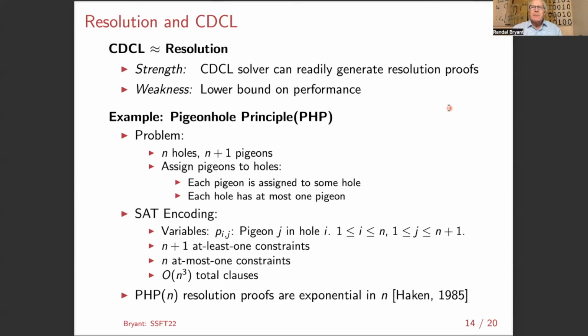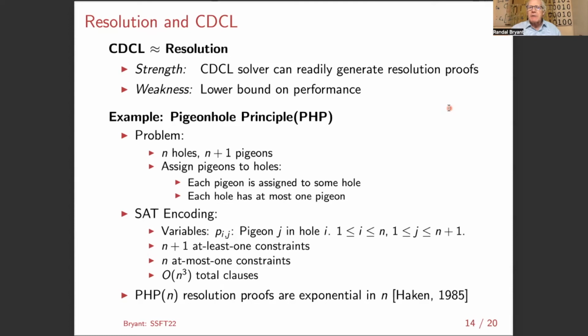It's fairly straightforward to encode this using a set of variables of the form p sub ij, saying that pigeon j is assigned to hole i. And I do this by n+1 at least one constraints, meaning every pigeon has to be in some hole, and n at most one constraints, meaning every hole can only contain at most one pigeon. And in total, because the at most one constraints are quadratic, it will be cubic in n.